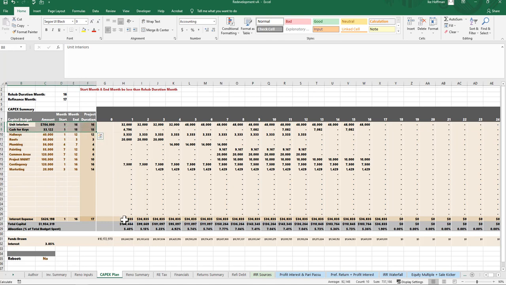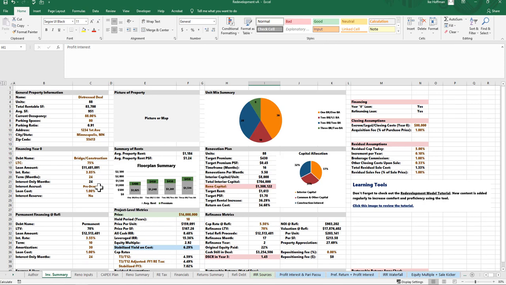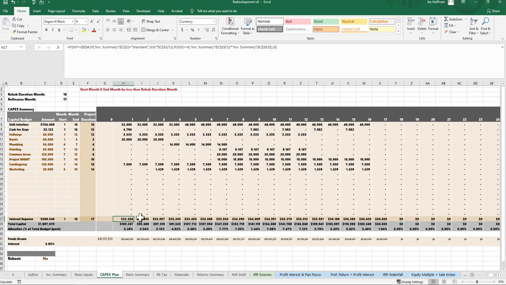You may notice that interest expense actually has been staying steady the entire time. It's not increasing as we increase more funds. That's just because on the Investment Summary tab, I left this as pre-drawn when I was explaining it earlier, which means all funds that a lender is willing to give you will begin accruing interest day one. Well, if we go to standard and then come back to this tab, now it's ramping up as you're spending more money on the project.